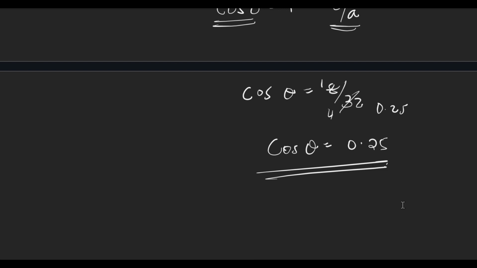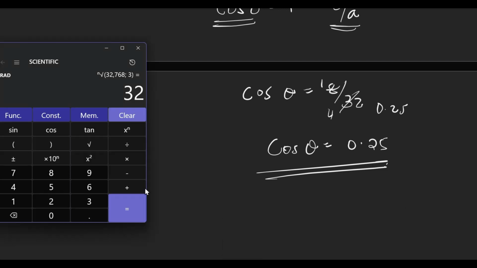Now, be very careful when you're doing this. Don't use your calculator in degrees. If you work with degrees here and take the cosine inverse of 0.25, you'll see the answer will be 75, but that would be a wrong answer because I told you when we started that the question is in radians. So you have to ensure your calculator is set on radians.